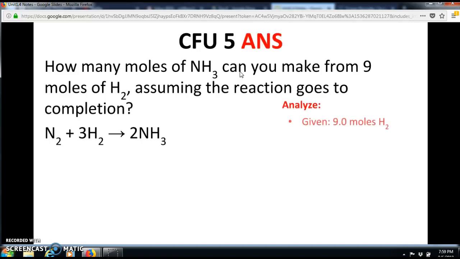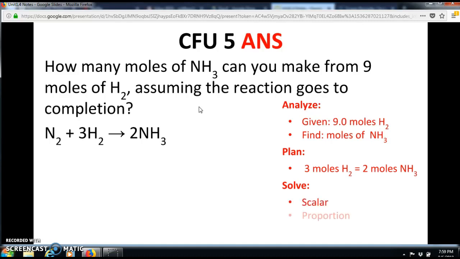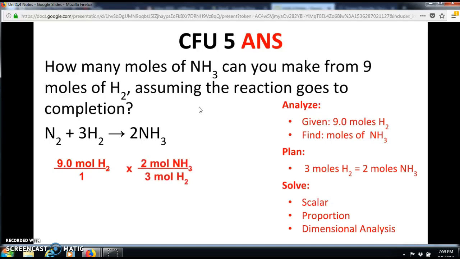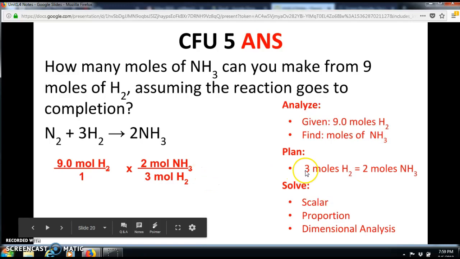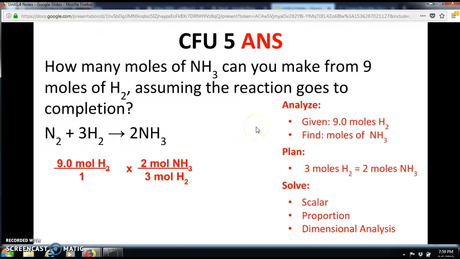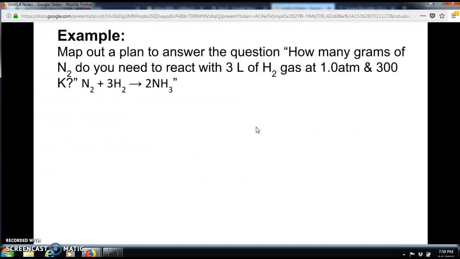Okay, so analyzing. You're given 9 moles of H2. You want to find the moles of NH3. Your plan is to use the ratio that there are, according to the coefficients, 3 moles of H2 to 2 moles of NH3. And solving it, you can use either of those 3 methods. Let's use the mental analysis, starting with 9 moles of H2. I want to get rid of the H2, so I put in my conversion factor, which comes from these molar ratios, H2 in the bottom, NH3 on the top, along with their coefficients. Those will cross out, and then I get the moles of NH3. So that's what that would look like.